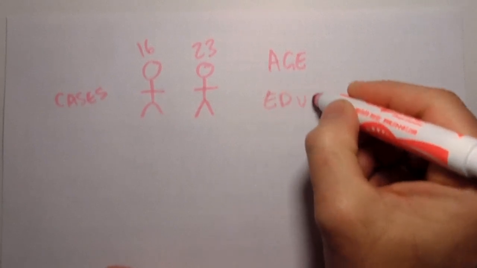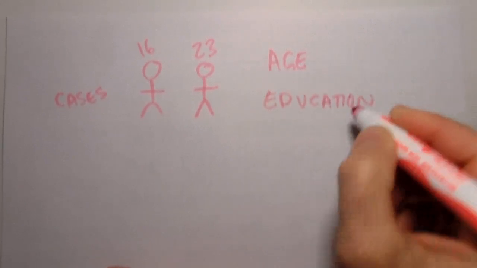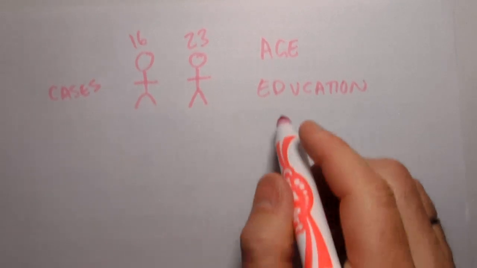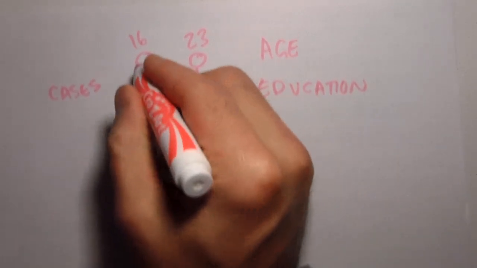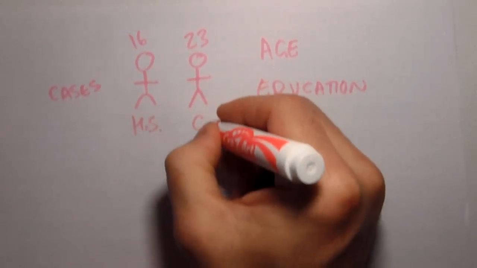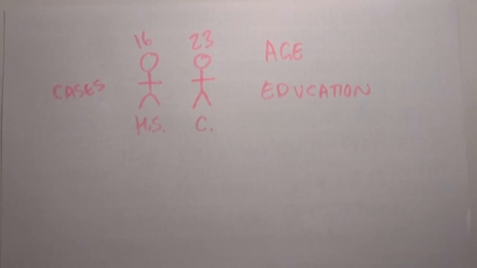Let's measure something else. Let's look at another variable. Let's look at education. People have different degrees of education. Some people are in school longer, some people less, and so forth. So this is another variable. This person at 16 is probably going to be in high school. This person at 23, they're probably going to be in college. Again, this is a condition, a quality that varies between cases.